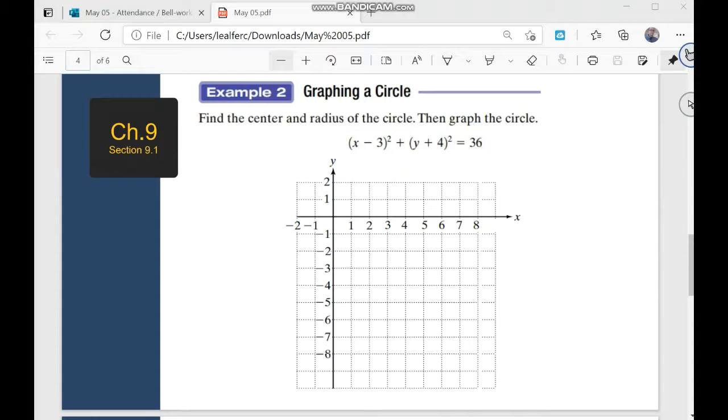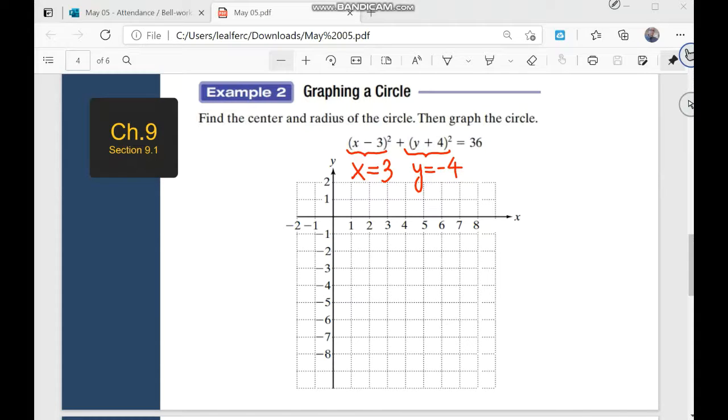Look, first we have to find x of the center, right? X is going to be the value that makes this x minus 3 squared equal to 0. What is the value of x that makes x minus 3 equal to 0? X equals 3, right? 3 minus 3, 0. Now, next thing, I have to find y. What is the value of y that makes y plus 4 equal to 0? And then y equals negative 4. Negative 4 plus 4 equals 0, right?